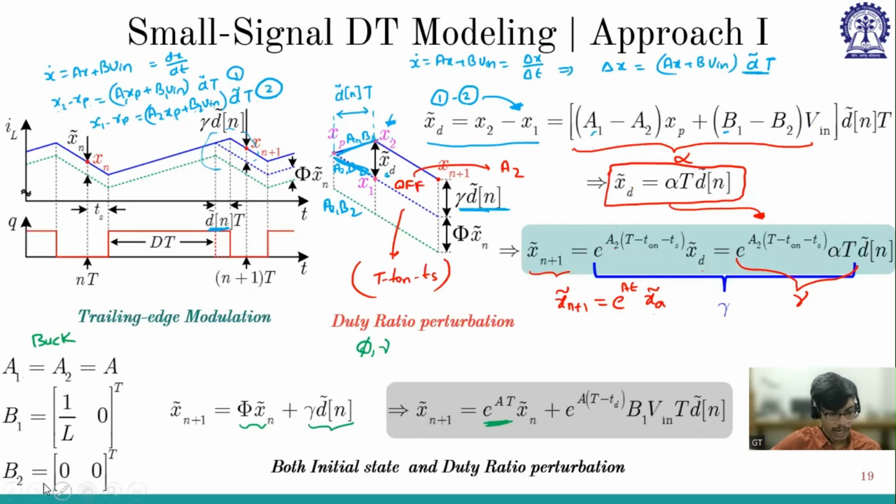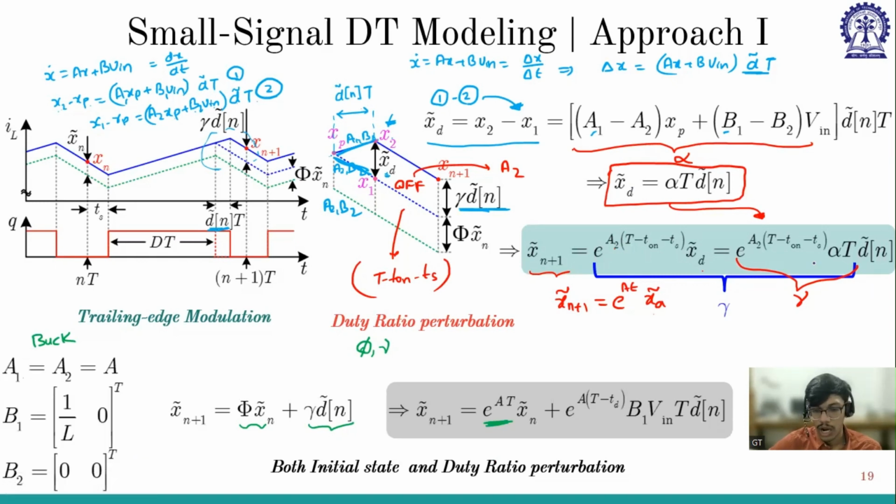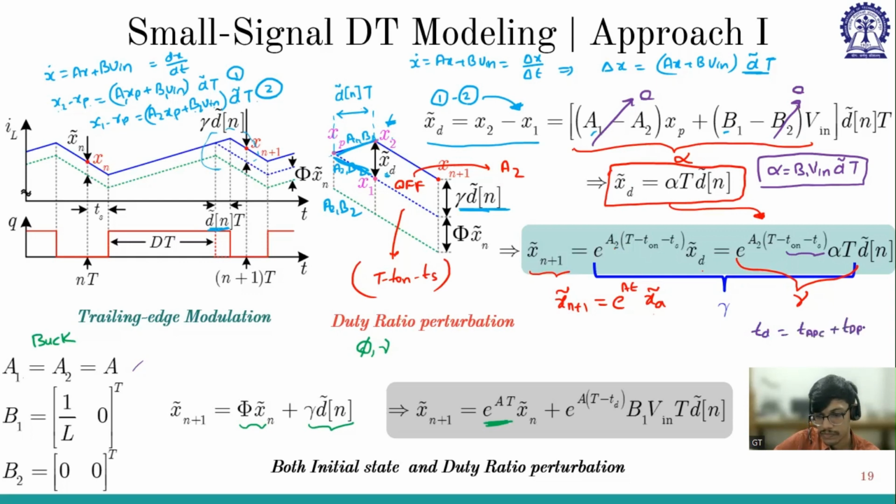Now coming to my gamma. For gamma, let me use a different color. So gamma has alpha, right? In alpha, A1 is equal to A2 equal to A, so this part will be 0 and my B2 is 0. So my alpha is nothing but B1, V in, D perturb, T. This is my alpha. And T1 minus TS is what? TD, the total delay, where we have considered T ADC plus T DPW. So T1 plus TS is TD.